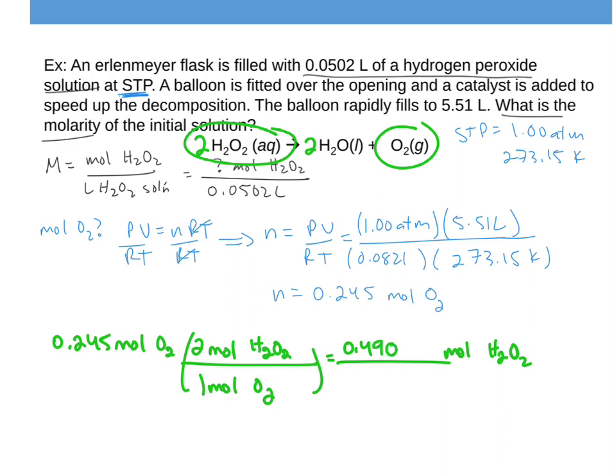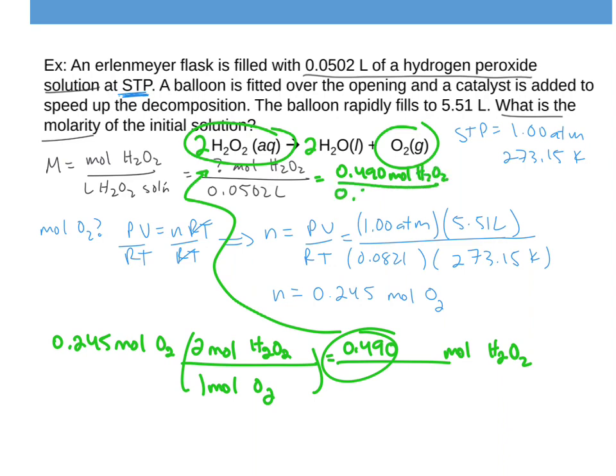0.490. And then I get to plug that number back up into here. So now this turns into 0.490 moles of H2O2 over 0.0502 liters. And that's going to equal 9.77 moles per liter. And that would be my answer, right? This is my answer to the question.